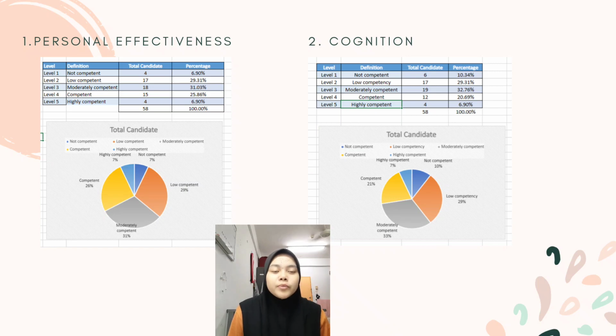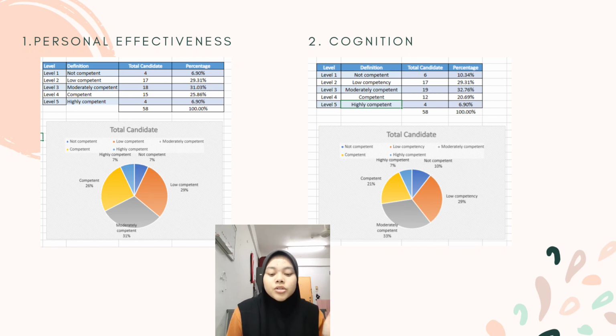For question 2, I will produce a table and a chart for each competency and for their competency level. Each competency has personal effectiveness, cognition, leading others, impact and influence, and also achievement and action. For personal effectiveness, we have level 1 which is not competent and we have 4 candidates of them and it is equivalent to 7% of them.